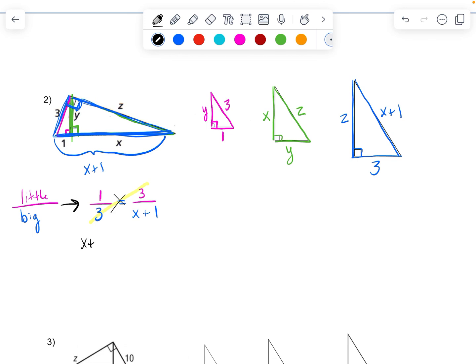Now I'm going to cross multiply. So I get x plus 1 equals 3 times 3, which is 9. I don't even have to do radical stuff, so my x is 8. Now I can throw that 8 in. I can throw an 8 here, and if I throw 8 in here, that would be 9.